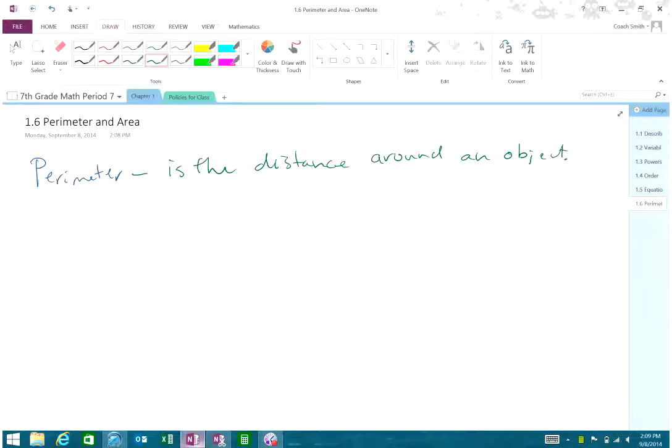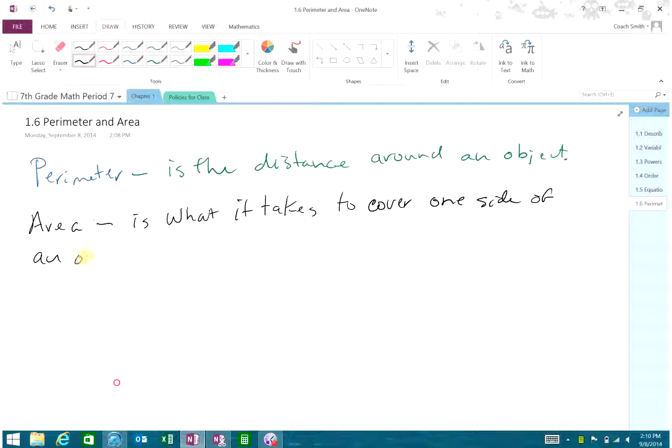Perimeter is the distance around an object. Okay? Area is what it takes to cover one side of an object.